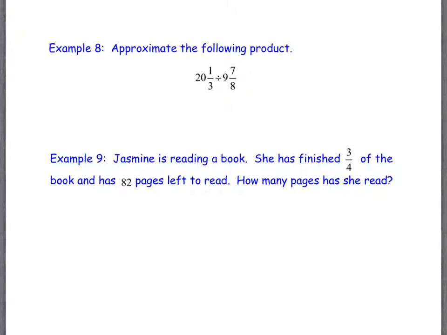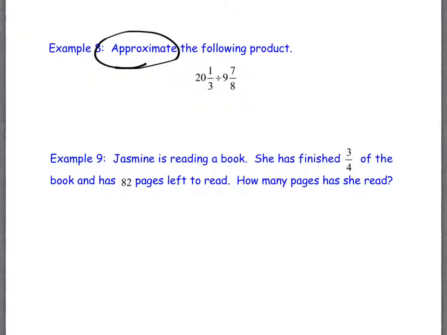Oh, this is a nice one. This is good. Approximate the following: 20 and 1/3 divided by 9 and 7/8. If you really want to calculate that out, man, you are stellar. That's awesome. But the approximate is a good thing to do. What would you do if you were trying to approximate this?